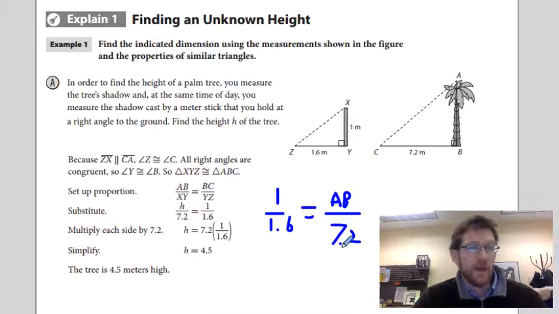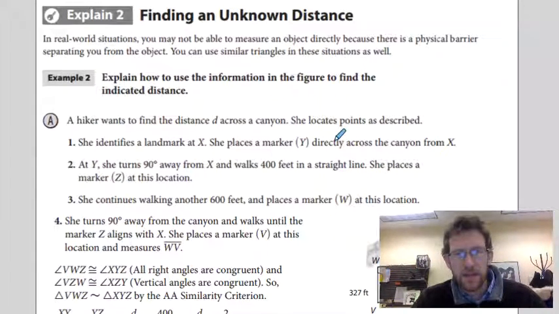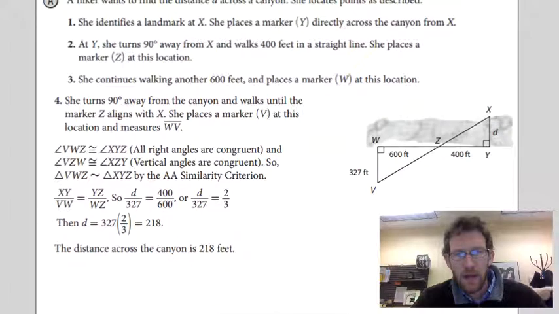If the variable is on bottom, then you have to cross multiply or get the reciprocal of both sides, something like that. Okay, the other situation is pretty similar actually. We still have two similar triangles, and instead of one looking like the other in the same orientation, they actually share this vertical angle here. Therefore, we know that they're similar. The way this works is he picks a point that is opposite this canyon, and so that's Y. And then he walks a known distance, puts a point, walks another known distance, and then goes perpendicular to it until he lines up.